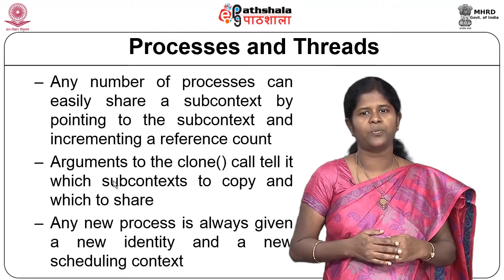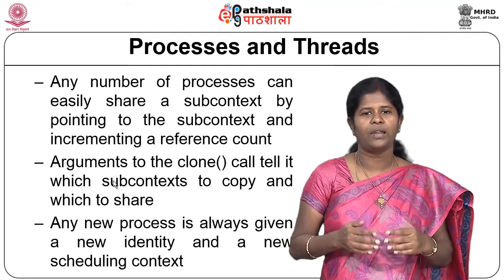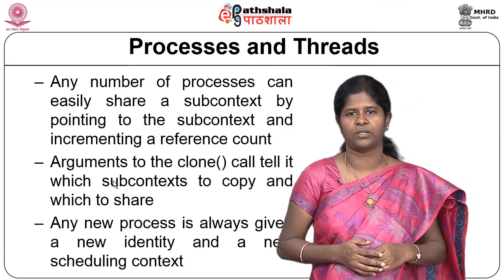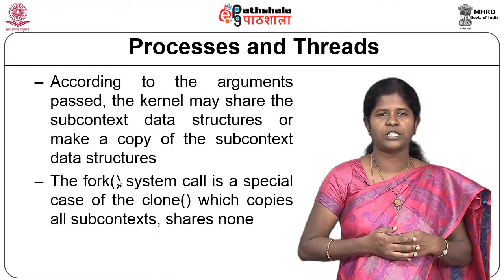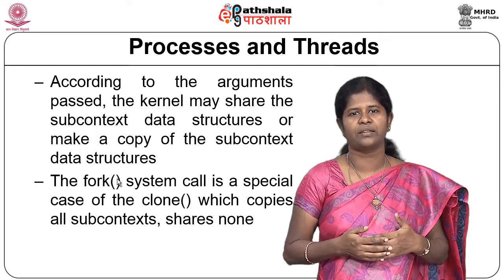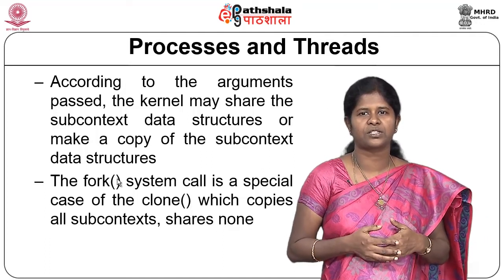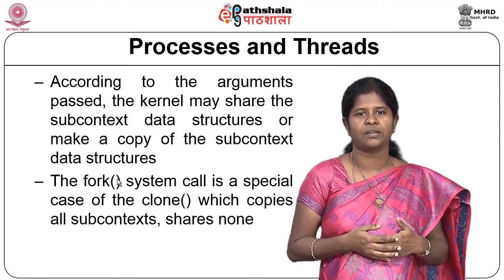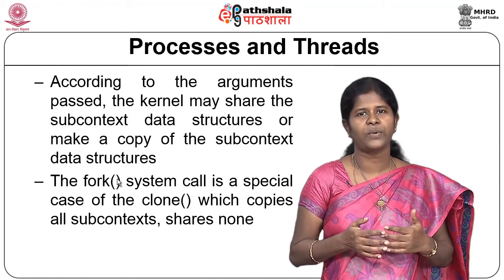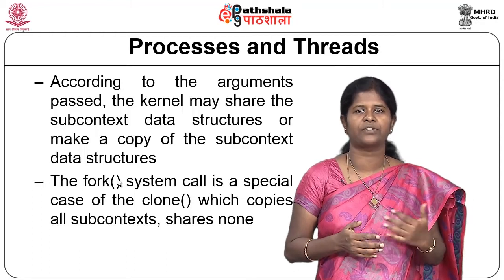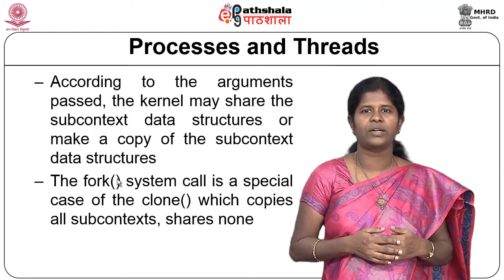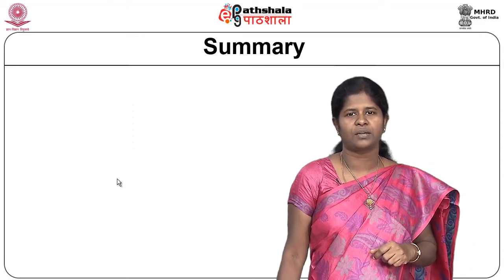Any new process which you are creating will always be given a new identity and a new scheduling context. And according to the arguments passed, the kernel will share the subcontext data structures, or it will make a copy of the subcontext data structures. The fork system call, we can say, is a special case of the clone system call, which will copy all the subcontexts, but not share any of the subcontexts.